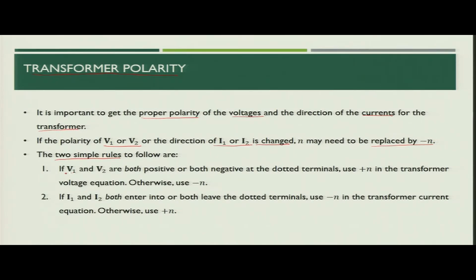So, what are those rules? If V1 and V2 are both positive or both negative at the dotted terminals, we use plus N in the transformer voltage equation, otherwise we will use minus N. So, if one is positive and the other is negative, then we will use minus N instead of plus N. Now, if currents I1 and I2 both enter the dotted terminal or both leave the dotted terminal, we use minus N in the transformer current equation, otherwise we will use plus N. Using these two rules, we can figure out that there are 4 possible combinations.